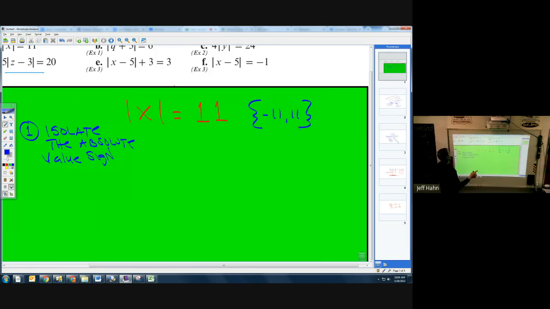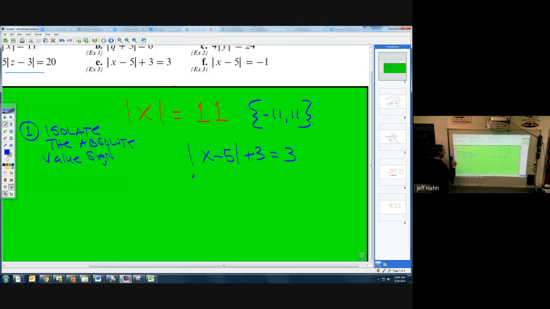I'm going to go down to letter E. If you have the absolute value of x minus 5, plus 3, equals 3, the very first thing you have to do is isolate the absolute value sign, which means I want to get rid of everything except what's in the absolute value sign. I want the absolute value sign, with whatever's in it, to be all by itself on one side, which simply means I have to get rid of what?